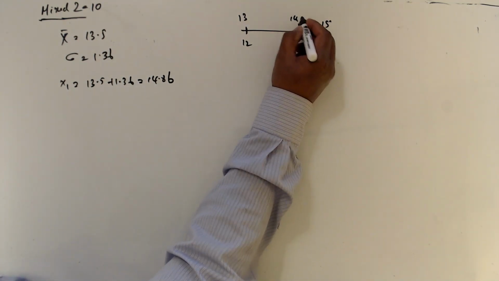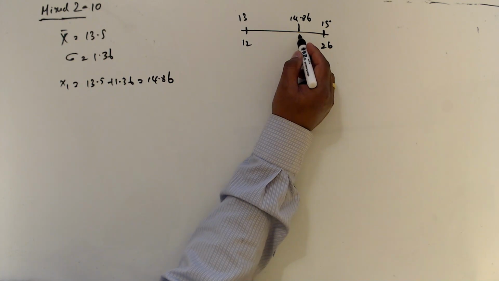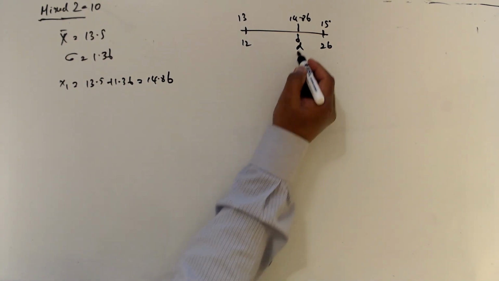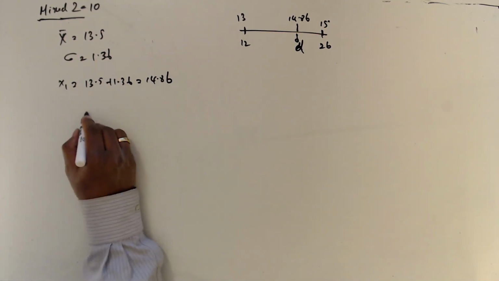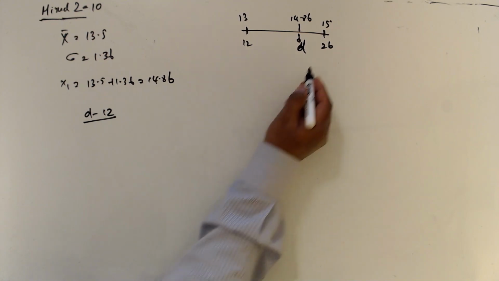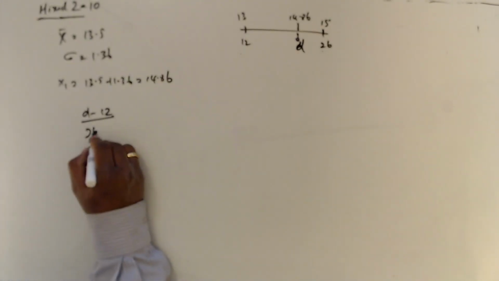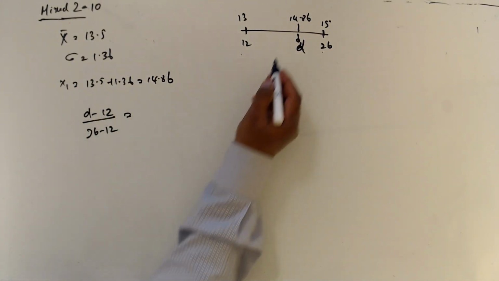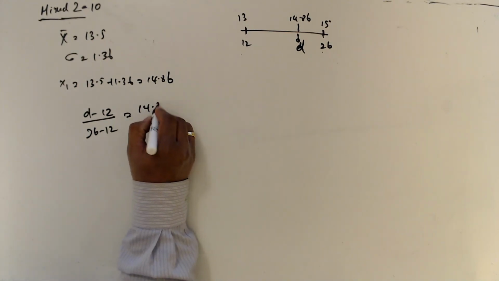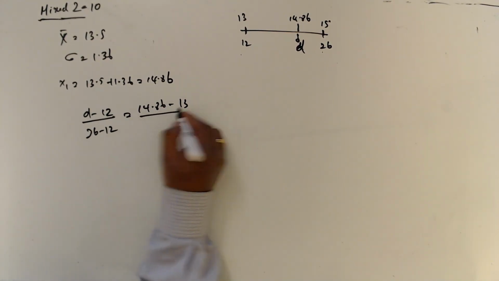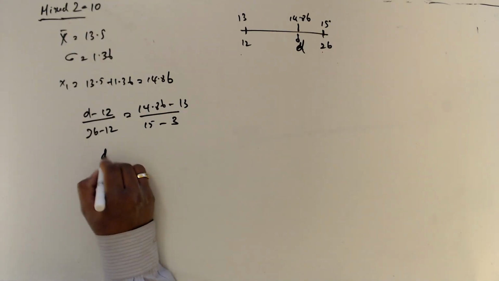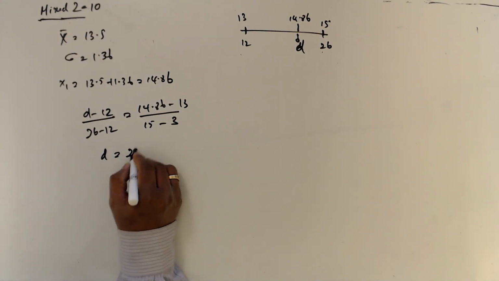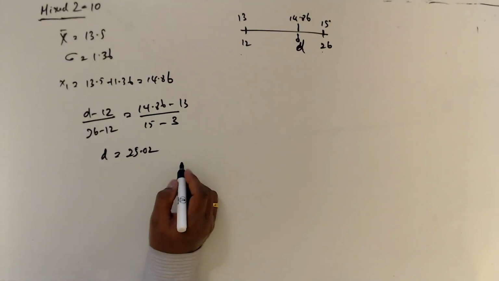So this is 14.86. We need the days. So we need this one. I'll take this as D. Then D minus 12 over 26 minus 12 equals 14.86 minus 13 over 15 minus 13. So you will get D as 25.02.